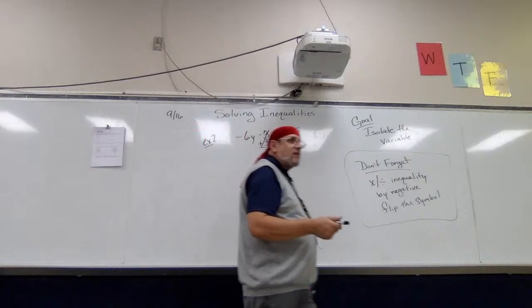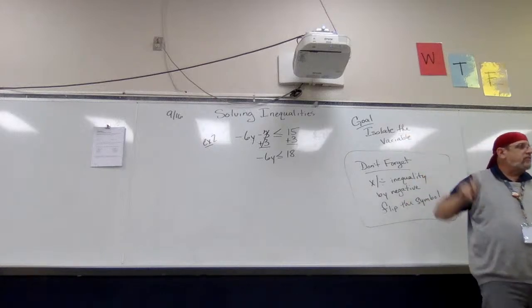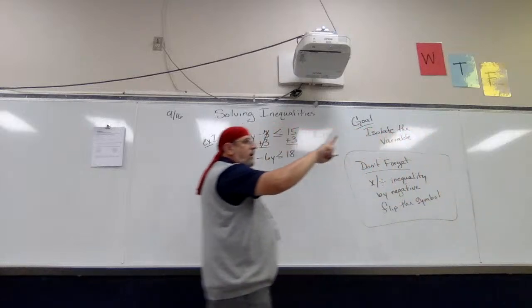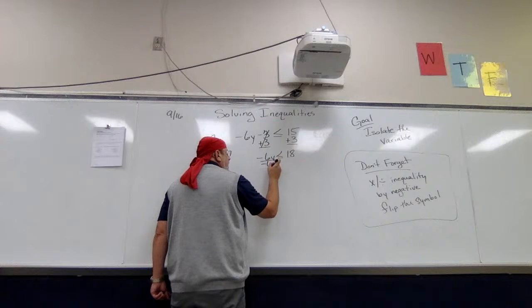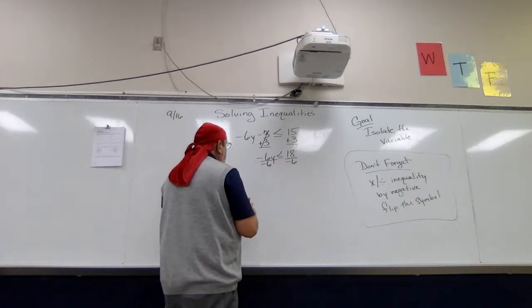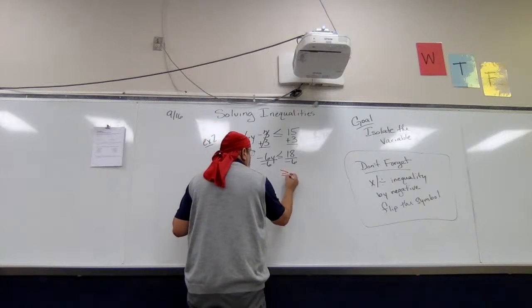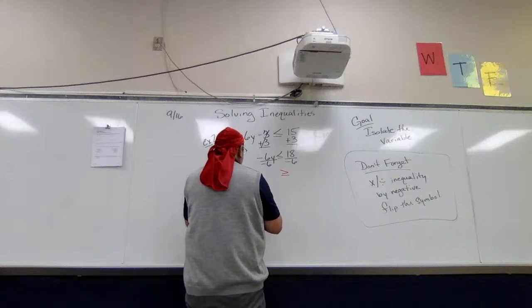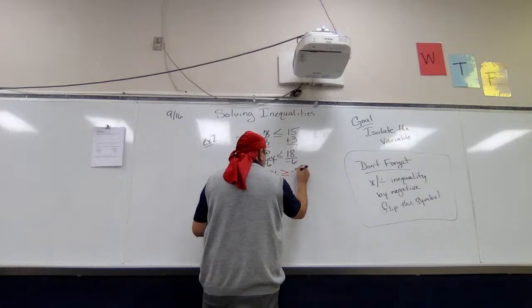Aha! You fell into the trap. What didn't you read? When you multiply or divide across an inequality by a negative, what happens to the symbol? So it's greater than or equal to. It switches direction, okay? So when I divide by -6, it's greater than or equal to. Correct. So now I have that y is greater than or equal to -3.